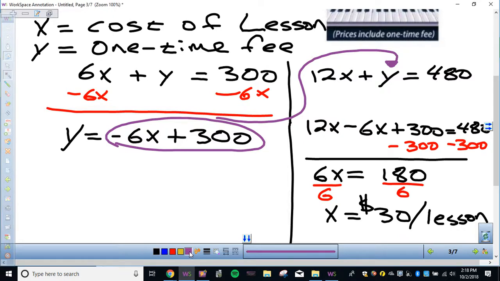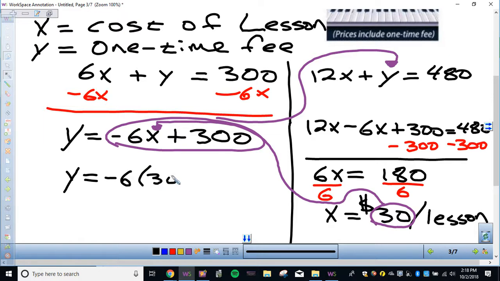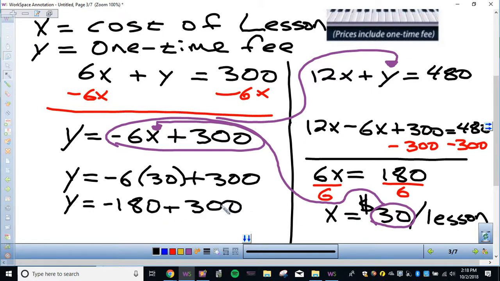All we got to do then is take this 30 that we just solved for, and we can plug it in for this x right here. So you get y equals -6 times 30 plus 300. So you get y equals -180 plus 300. So what's the one-time fee? 120. $120 is your one-time fee.